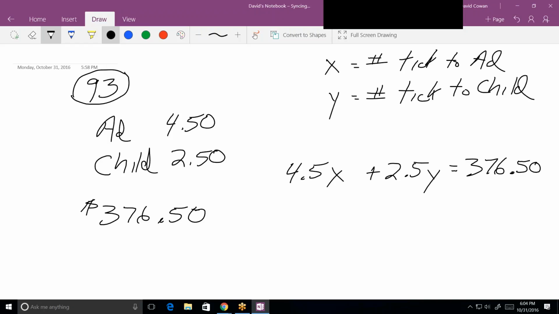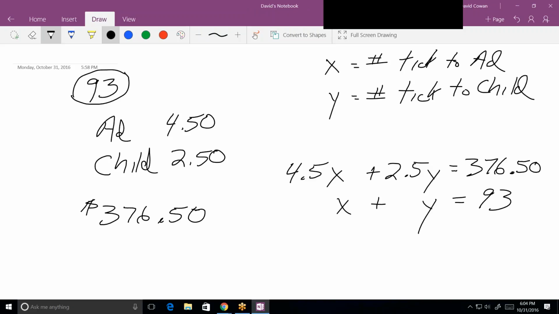There were 93 tickets sold. x plus y equals 93. Now it becomes pretty straightforward. How do you solve that? You could do either substitution or elimination. Which do you think would probably be easier?